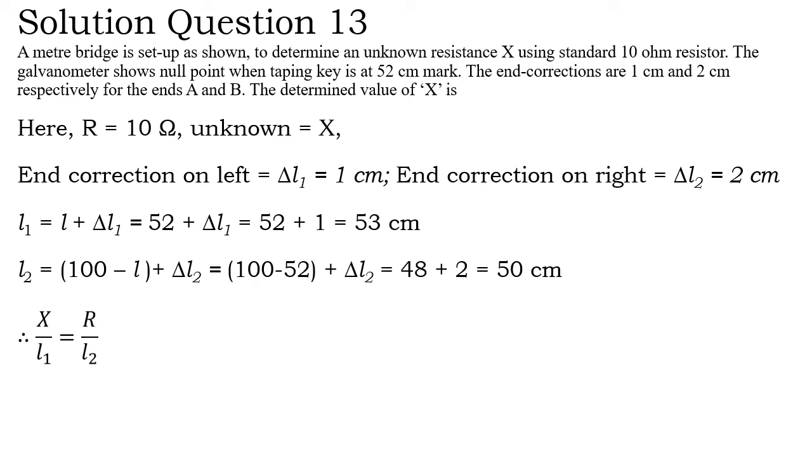Then accordingly, we can very easily write the formula as x by L1 is equal to R by L2. Or we can also write this as x by R is equal to L1 by L2, or cross multiplying, x by L1 is equal to R by L2. Here x is unknown, which we can now find. So x is equal to L1 into R by L2, which works out to be 10.6 ohm, and this value happens to be option B in the question, my dear friends. I hope this solution is clear to you all regarding the end correction.